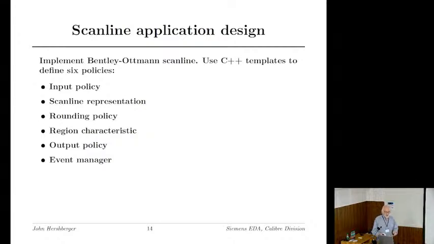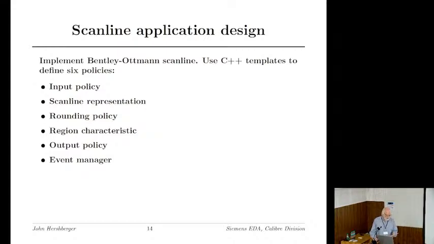Okay, now I want to change gears a little bit and talk about implementation. I wanted to build a library of components that could be used to implement many applications, not just polygon booleans. So I wanted to separate the geometry from the functionality that used that geometry. And to do that, I implemented a Bentley-Ottmann scanline, and I used C++ templates to define 6 policies.